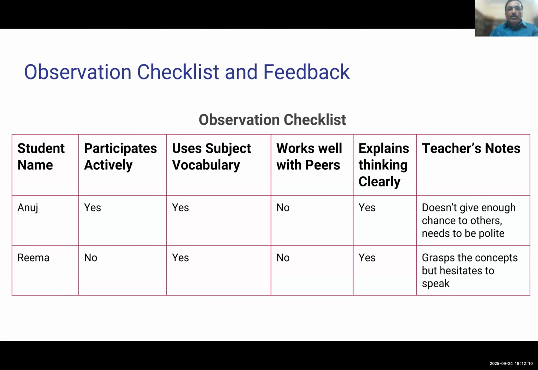So for both of them, I wrote different feedback in my notes. So for Anuj, I wrote doesn't give enough chance to others and needs to be polite. And for Rima, I said grasps the concepts well but hesitates to speak. This was, of course, my notes. No, but this was a great observation, Prithviraj. Thank you very much. We all know when the teachers are observing something in the class, they need to give feedback.